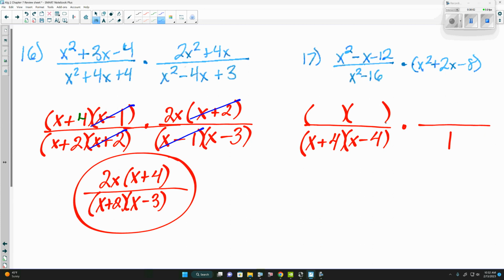Now x squared minus x minus 12, no greatest common factor, but since the 12, the third term, is negative, our signs are opposite. One's going to be positive, one's going to be negative. Our factors of x squared are x, and the factors of 12 are 3 and 4. We want the 4 to be negative, so our middle term is negative as well.